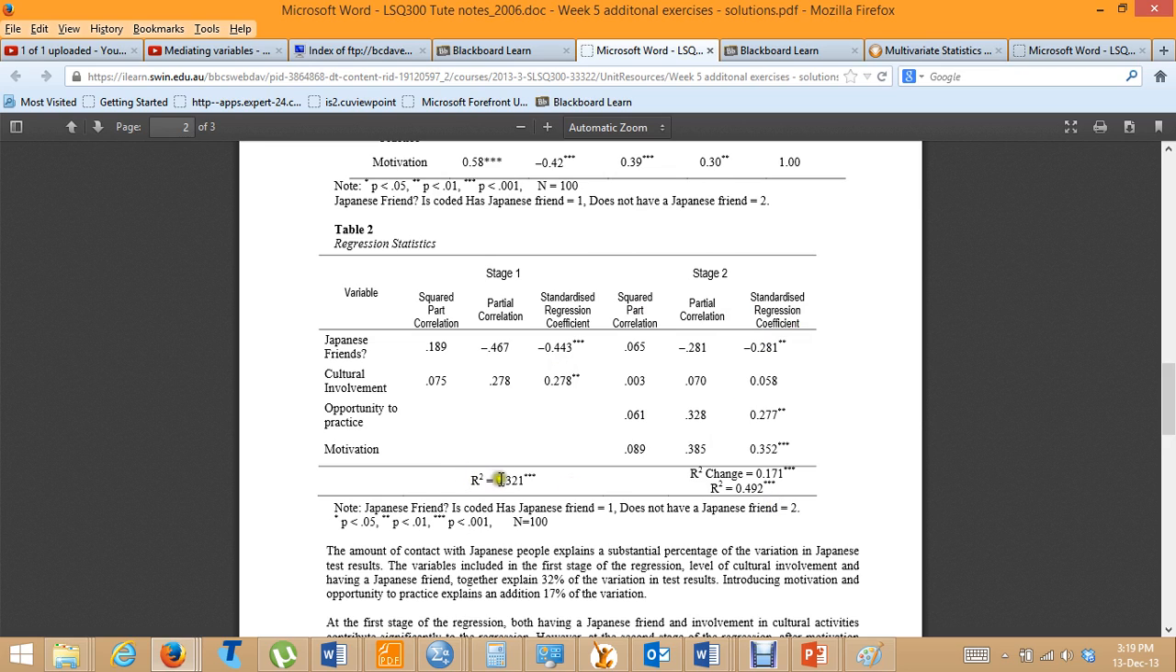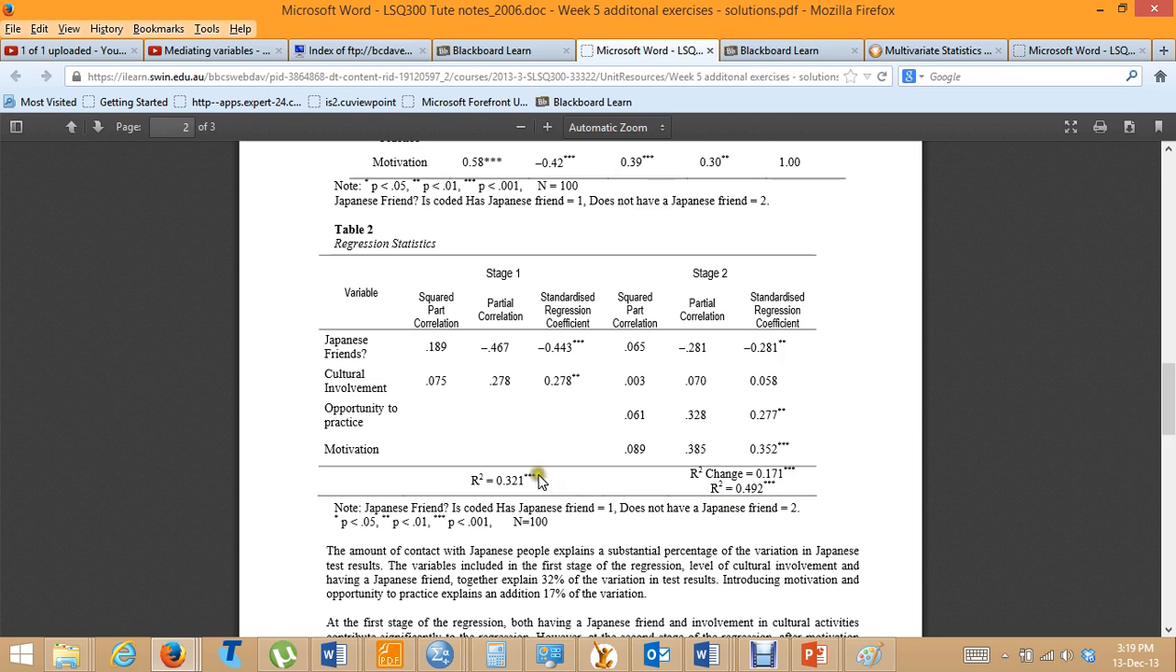Under each stage, you give R squared, the variance explained by that stage, so 32% of the variance was explained in stage 1, and 17% of the additional variance was explained by adding opportunity to practice and motivation in stage 2. And the total, that's R squared change, the total variance explained by the whole model once all of the predictors have been added in stage 2 is 49%.